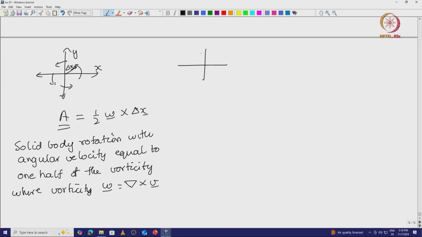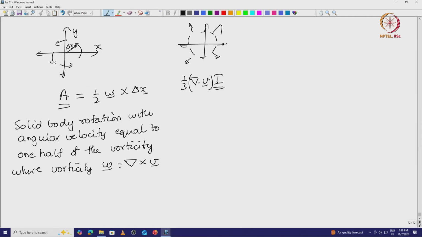The isotropic part represents radial expansion or compression, 1/3 del dot v into I. Note that del dot v is the divergence, so it is a scalar. So, this is radial expansion or compression. And the third component was the symmetric traceless part.